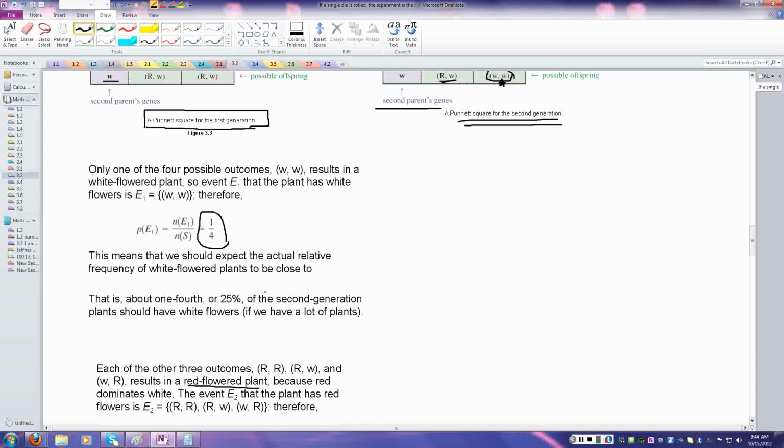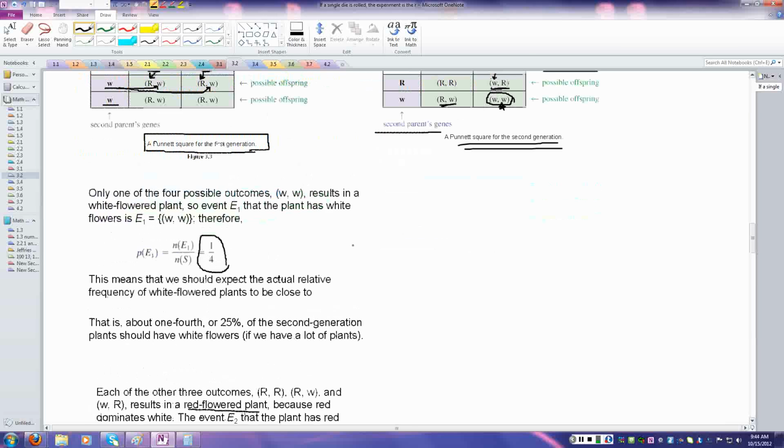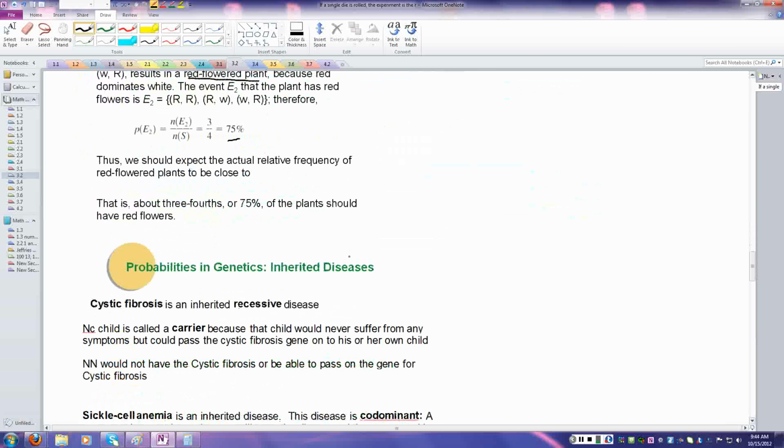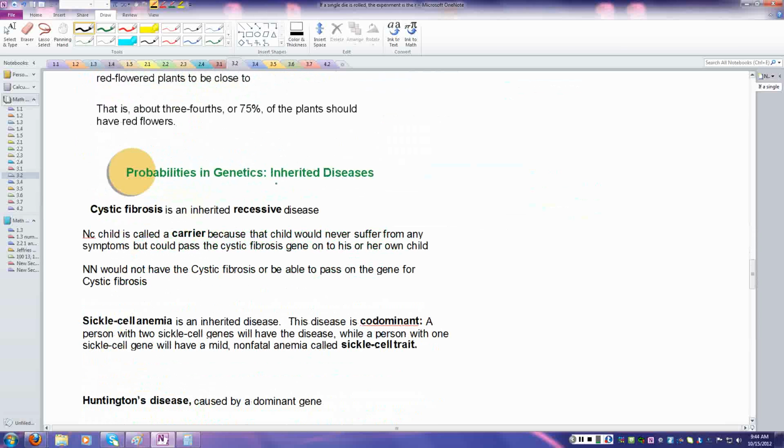So you'll do different problems like this in WebAssign, but really what it gets into is genetics. And genetics is very important when we talk about inheriting disease. There's a huge branch of mathematics called biomath that talks about the probabilities and the statistics in not only gene therapy or genetics, but also in cancer cells and other types of bacterial diseases that reproduce at a certain rate. But things that you'll need to know: cystic fibrosis is an inherited recessive disease.